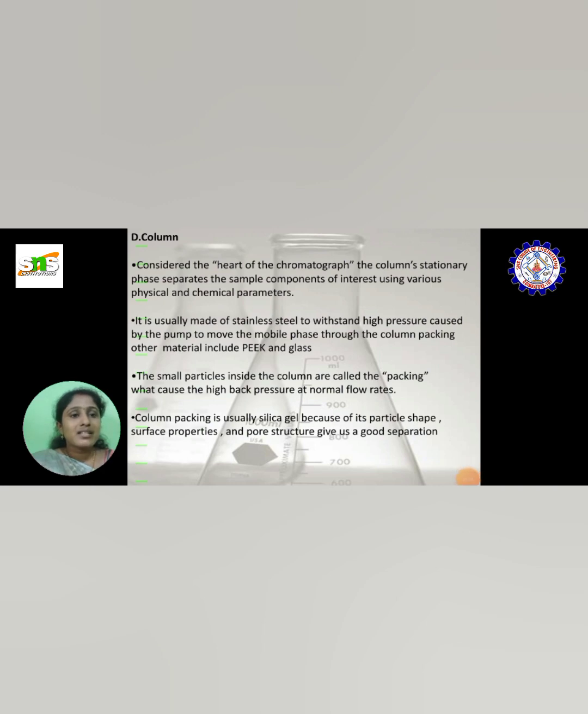Column. Consider the heart of the chromatograph. The column stationary phase separates the sample components of interest using various physical and chemical parameters. It is usually made of stainless steel to withstand the high pressure caused by the pump to move the mobile phase through the column packing. Other materials include PEEK and glass. The small particles inside the column are called the packing, which cause the high back pressure at normal flow rates. Column packing is usually silica gel because its particle shape, surface properties, and pore structure give a good separation.